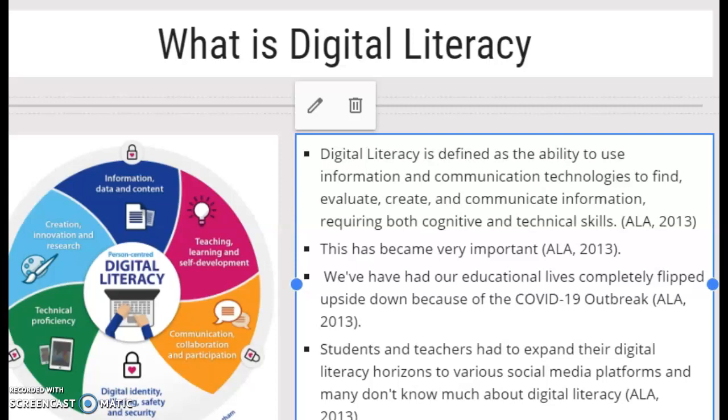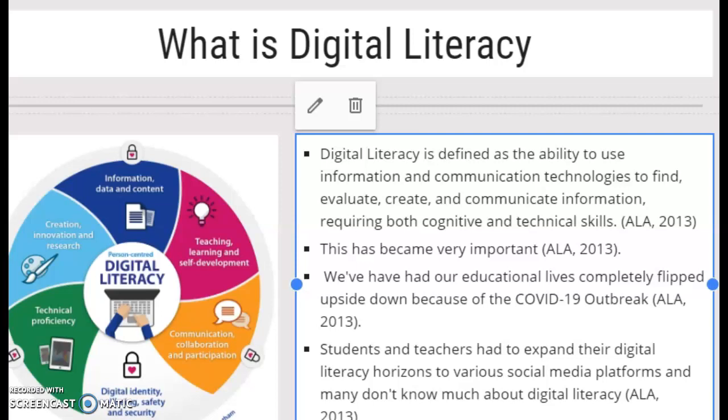This presentation is going to cover what digital literacy is and why it is important. So digital literacy is defined as the ability to use information and communication technologies to find, evaluate, create, and communicate information, requiring both cognitive and technical skills. Digital literacy skills have become very important in the digital age in which we live.